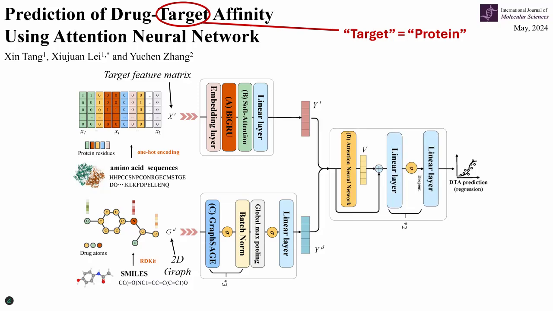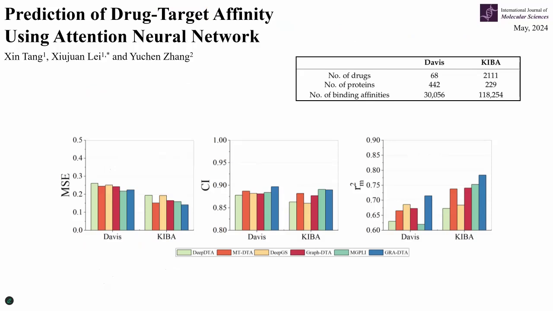Both the protein or the target representation and the drug representation were passed to an attention neural net, and this model was used to predict the binding affinities. So they tested their model on two different data sets. The Davis data set is smaller, it contains about 30,000 points, and the Kiba data set is much larger with about 120,000 points. You can see here that the Kiba data set has more unique drug compounds, and the Davis data set has more unique protein compounds.